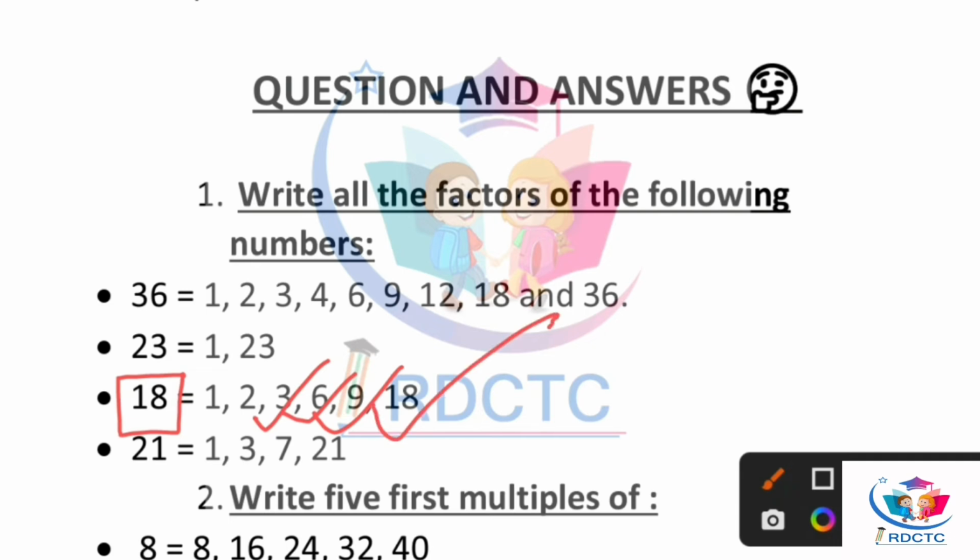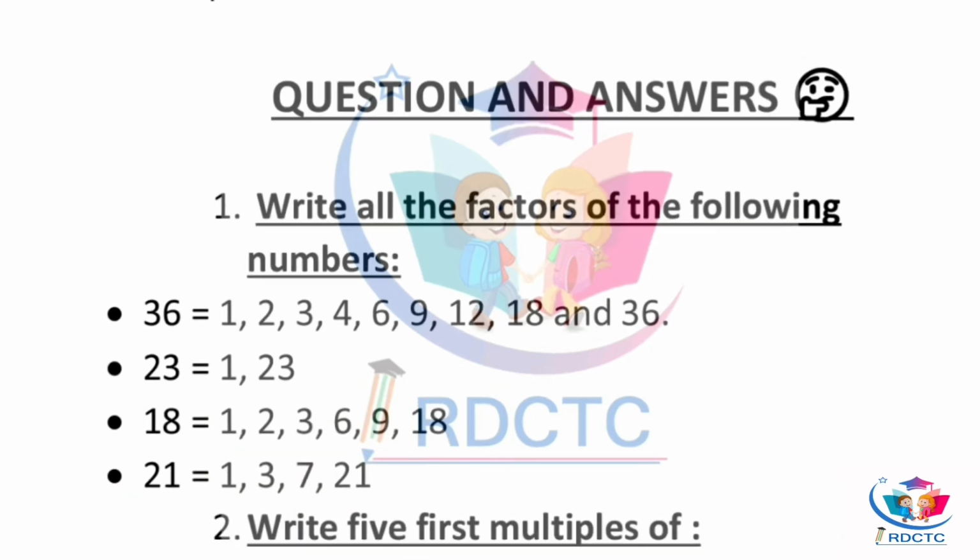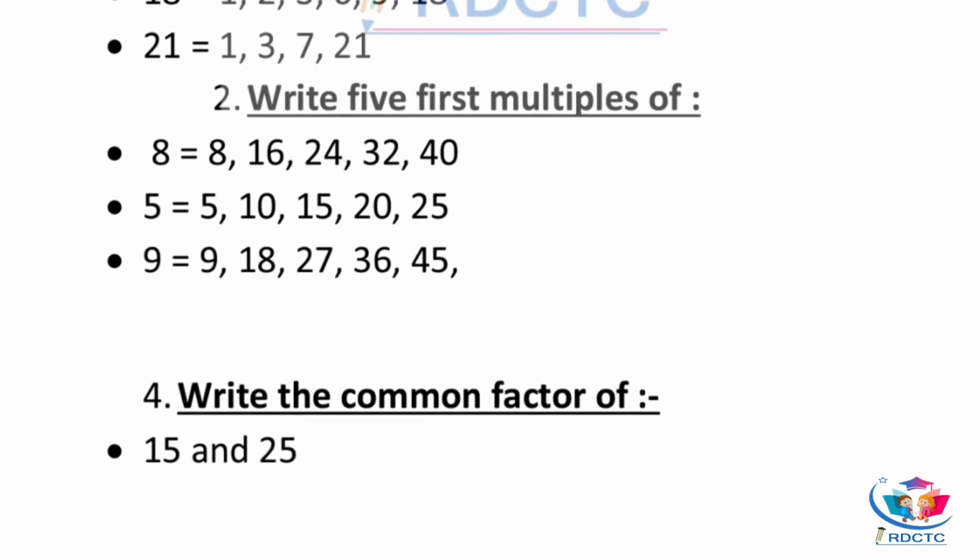Now we look at 21. 21 is divisible by 1. The total of the two digits is divisible by 3, so it is divisible by 3. It is divisible by 7 and itself, 21. Okay, now we look at the next question.